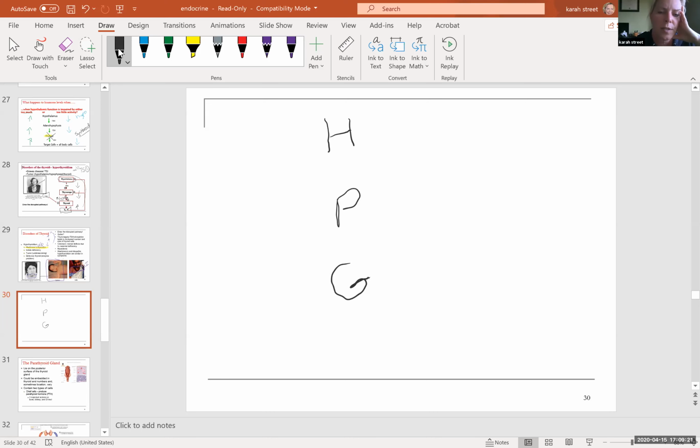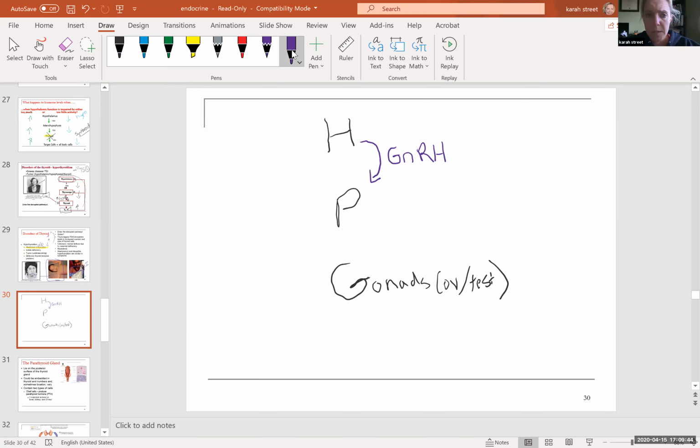So in the HPG, G stands for gonads, right? Ovaries, testes. Okay. Well, what are the hormones? The hypothalamus releases gonadotropin releasing hormone. So the rules stay, but the names of the hormones change. Obviously, it's a different axis. When the pituitary binds gonadotropin releasing hormone on its receptors, then the anterior pituitary releases two hormones, LH and FSH.